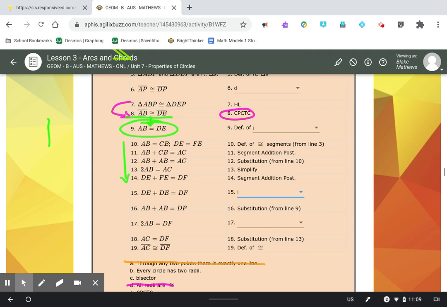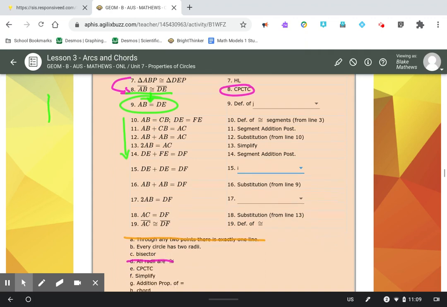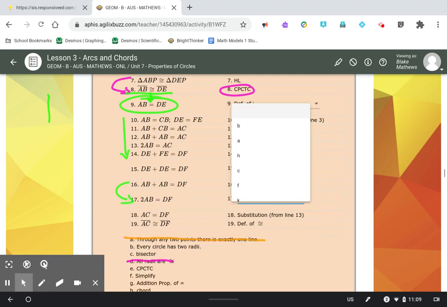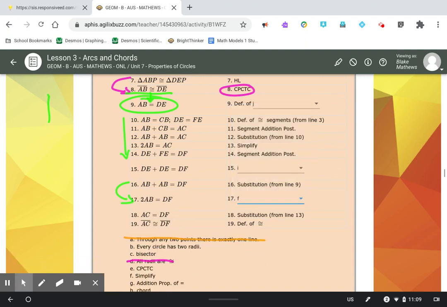Substitute again from line 9, and then you're working it out. This is just simply what we call simplify, because we're simplifying this expression in 16 and we're simplifying it to be what it says in 17. So we go answer choice F, and then we're done. And that was a doozy.